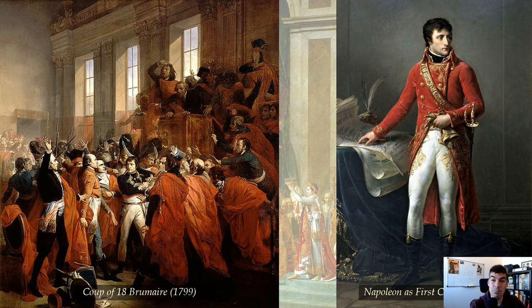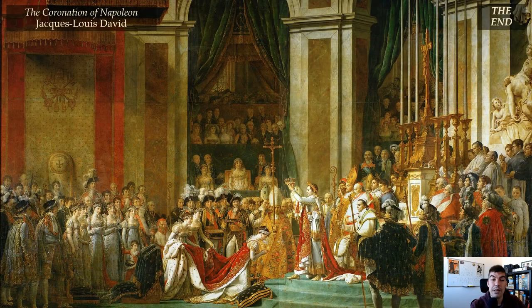And this is the coup of 18 Brumaire. This is Napoleon being opposed by the assembly. And this is Napoleon depicted as first consul around 1801. Napoleon is God, you know. And this is the end of this unit with the coronation of Napoleon by Jacques-Louis David, the best painter of history. Actually, this is Napoleon putting the crown on his wife, Josephine. And this is all for this video.